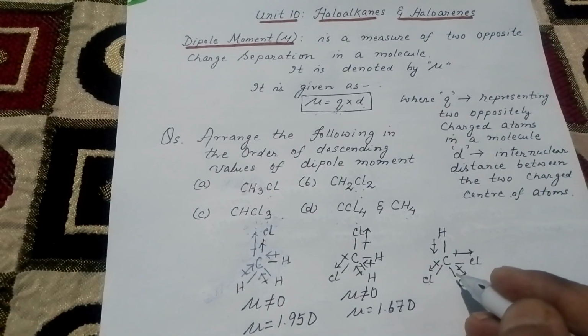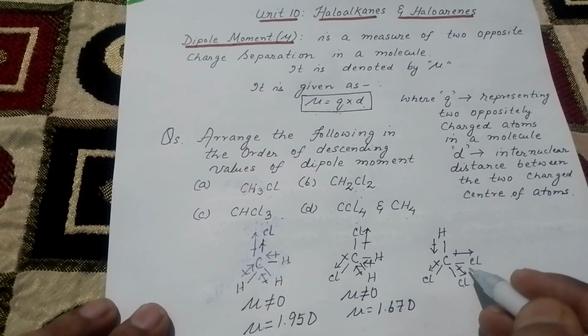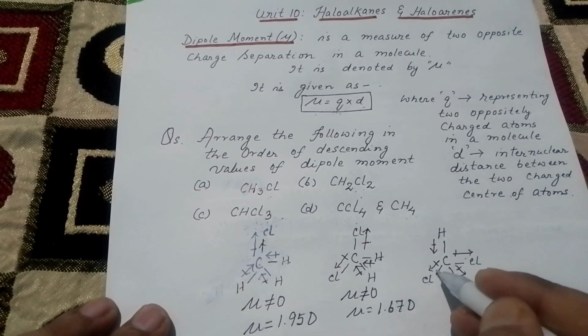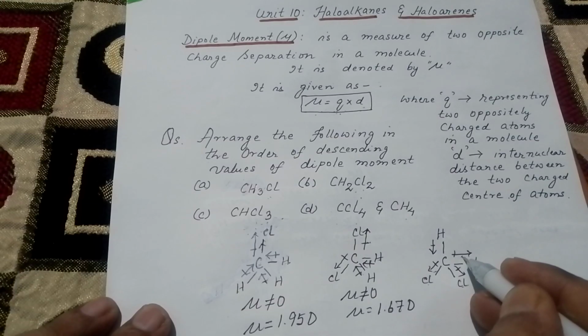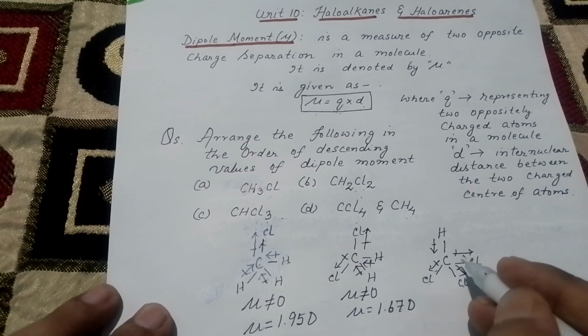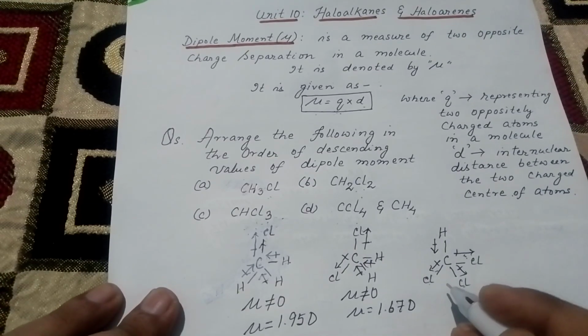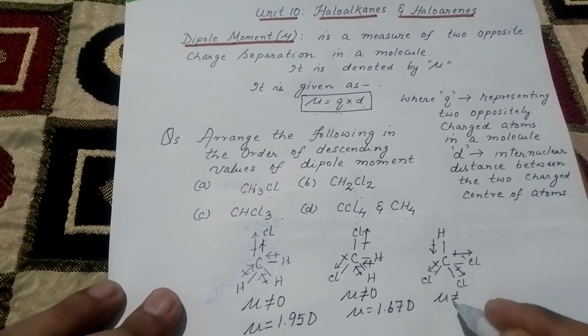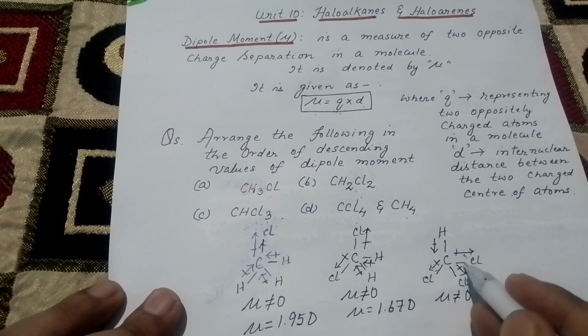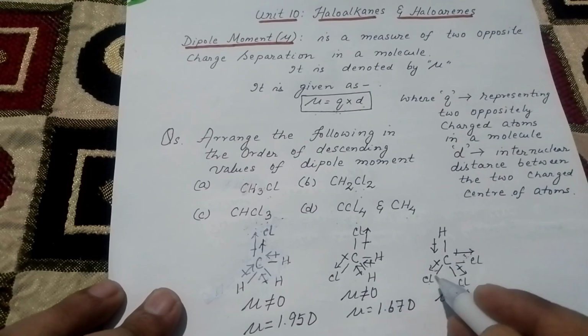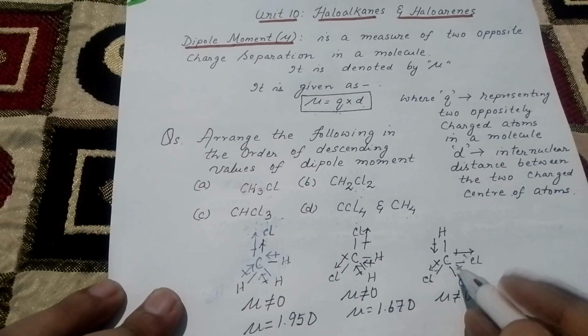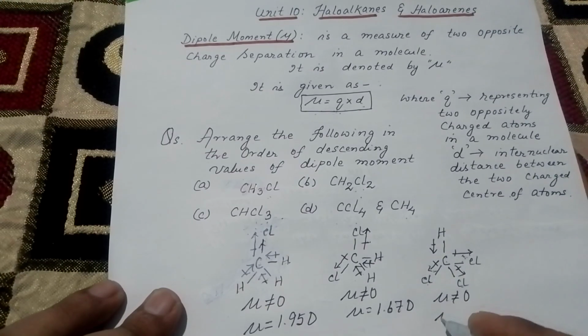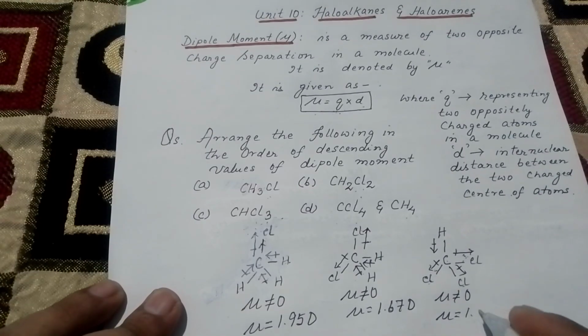So what happens here, this chlorine and this chlorine are opposite to each other, hence the vector quantity is going to cancel out. So the dipole moment will be lesser than this one. Here the dipole moment is not going to 0, but it should be lower, because the two of them are in the opposite direction, Cl. See, the bond moments or the vectors are showing in the opposite direction, and the dipole moment is how much is it? 1.01 debye.